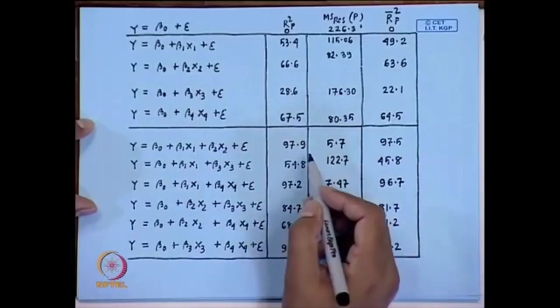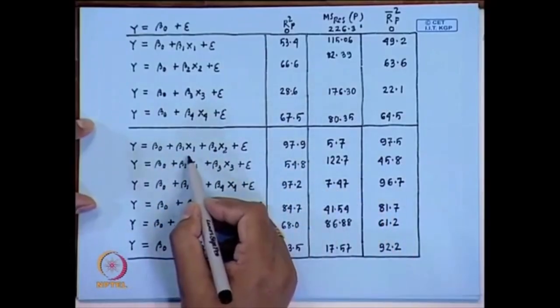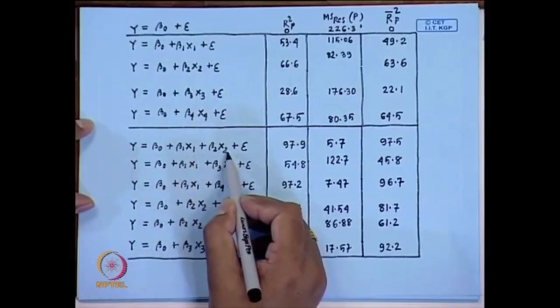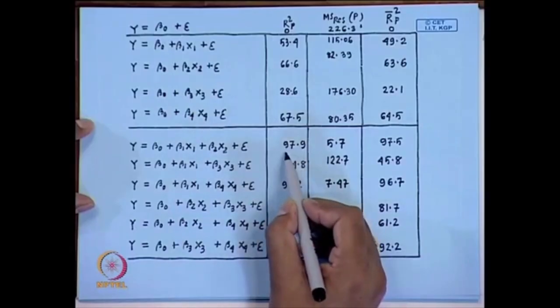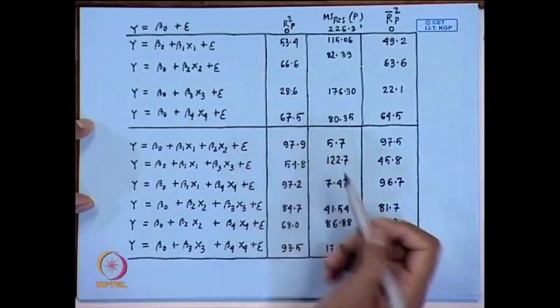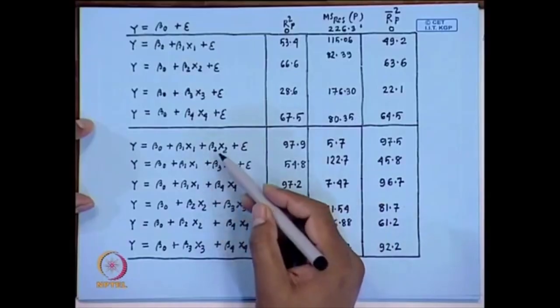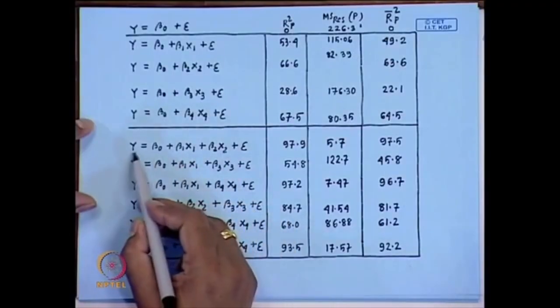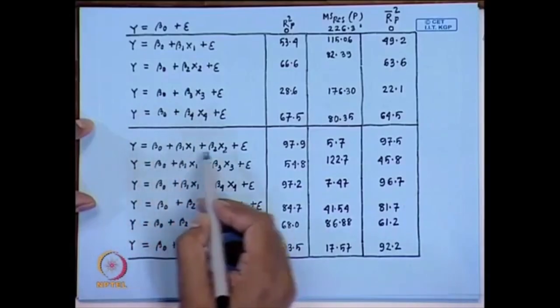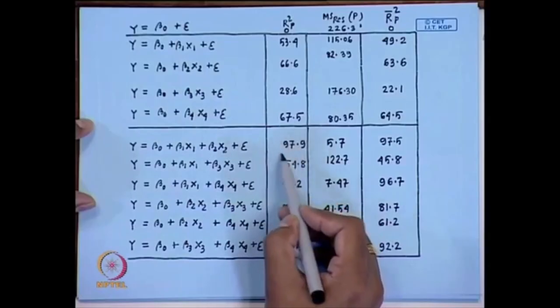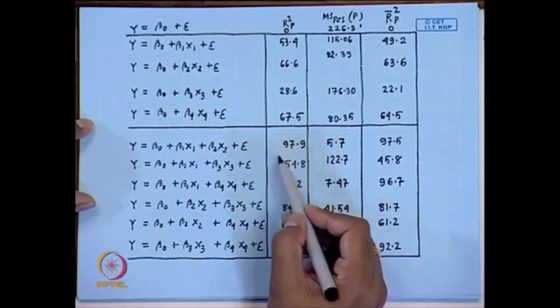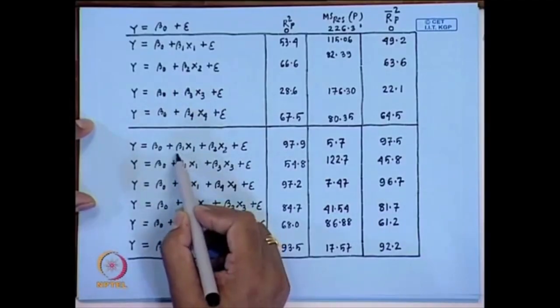Here you can see that this model particularly is a good one. This one involves x 1 and x 2, and the coefficient of multiple determination here is 97.9%, which is the maximum in this class. So among the regression equations involving two variables, this one is best, that means y equal to beta naught plus beta 1 x 1 plus beta 2 x 2 plus epsilon, because almost 98% of the total variability in the response variable has been explained by this model.